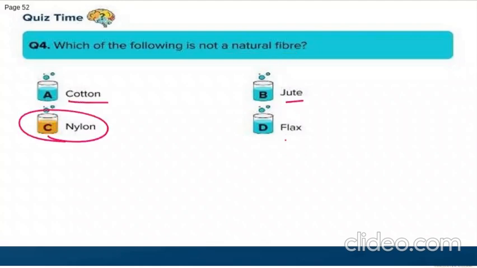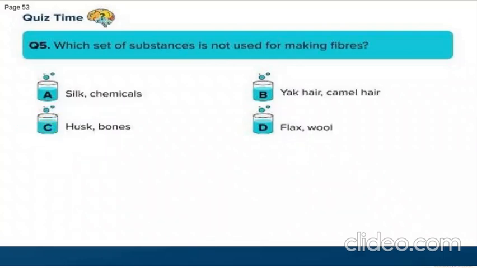Cotton plant, jute plant, flax plant, everything there. Nylon, there is no plant. It's made in laboratories. Next one.